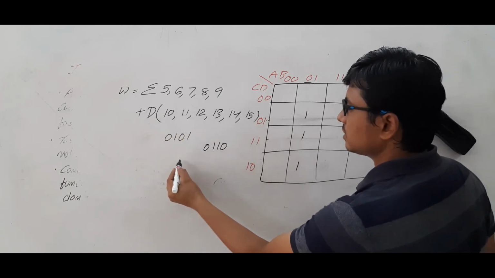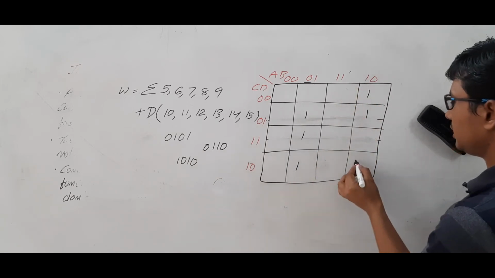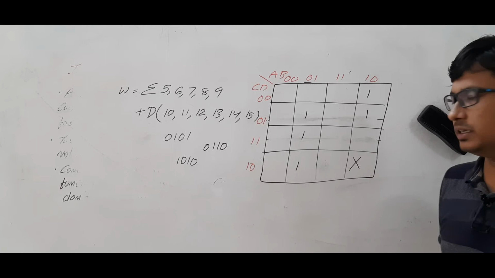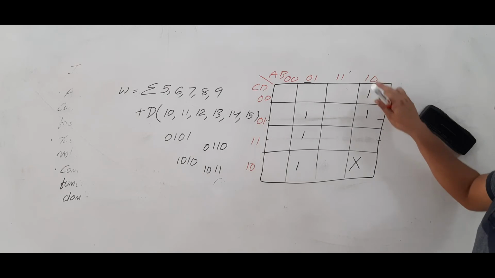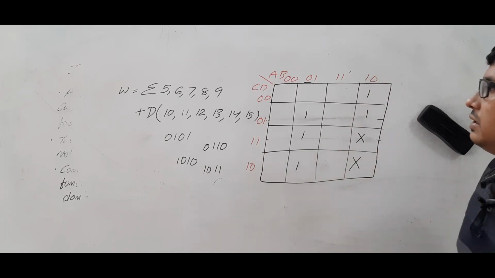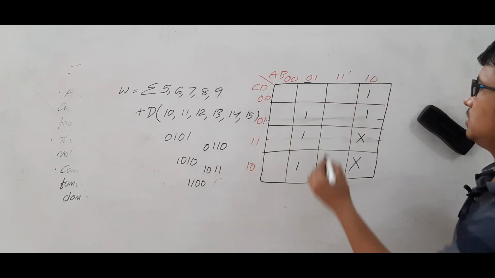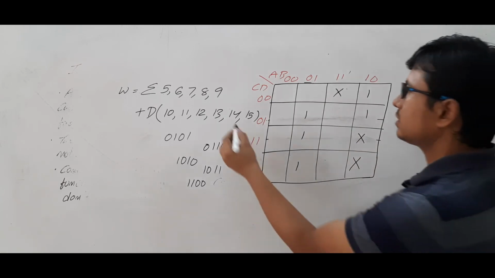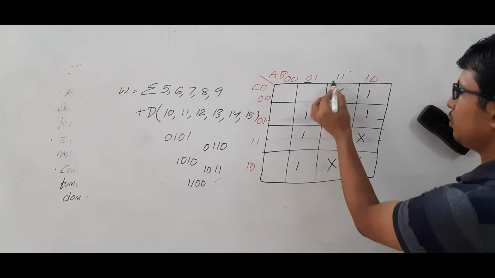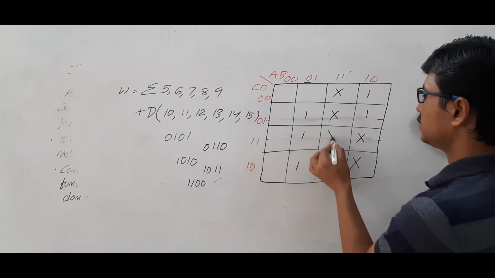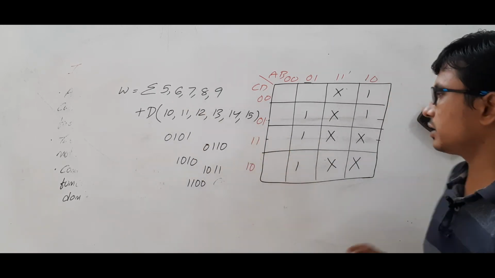What is 10? 10 is nothing but 1, 0, 1, 0. So 1, 0, 1, 0. Here you can keep X or you can keep D. Anything you can keep. Now 11, 1, 0, 1, 1. Here you can keep it. Now 12, 1, 1, 0, 0. Here you will keep it. Okay. 13, 1, 1, 0, 1. 14, here you will keep 1, 1, 1, 0. 15 is this one. So I have kept all the min terms and the don't cares also.